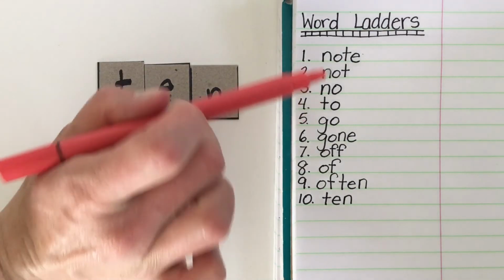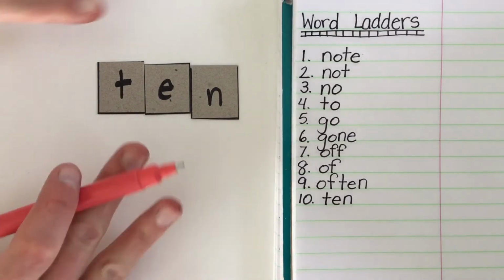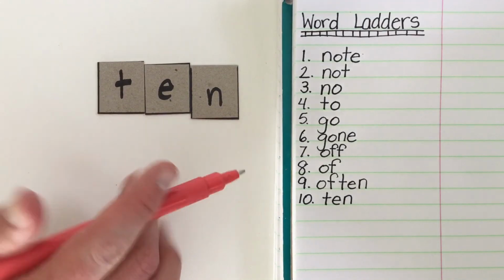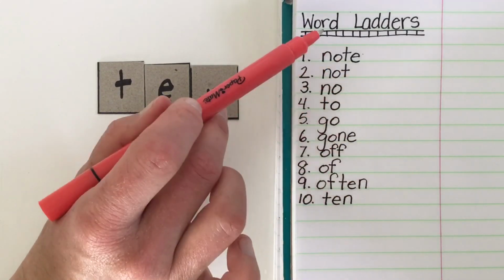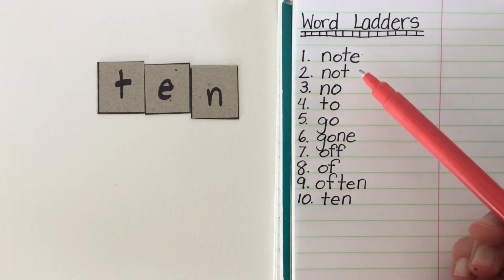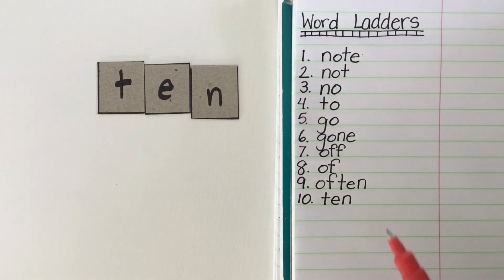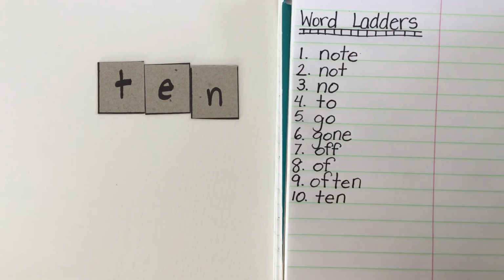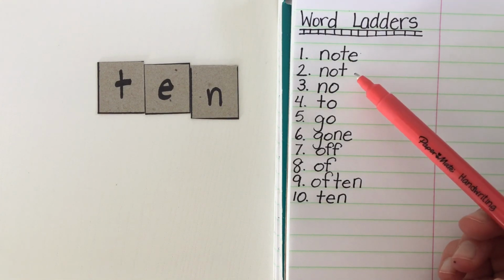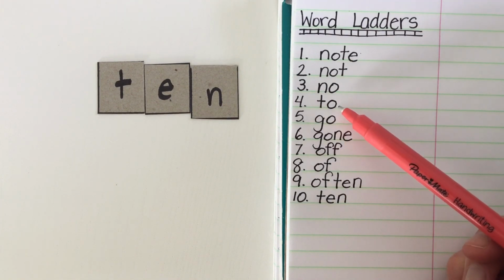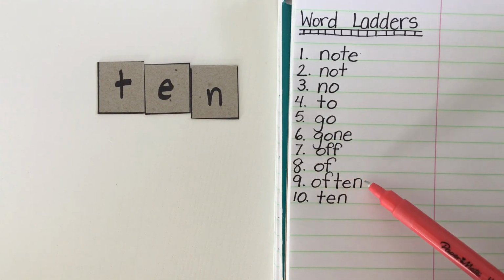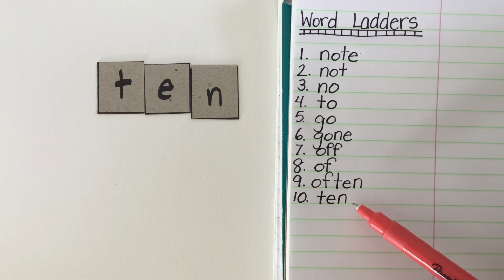So friends, let's have a look at my list. Now that's why I really like the list. Right now I can only see the word 10 that I've made, but when I look at my list, I can see how really all of those words have changed. The letters have changed to make new words every time, and I've been able to make 10 words just from a handful of letters. So I had note, not, no, to, go, gone, off, of, often, and 10.